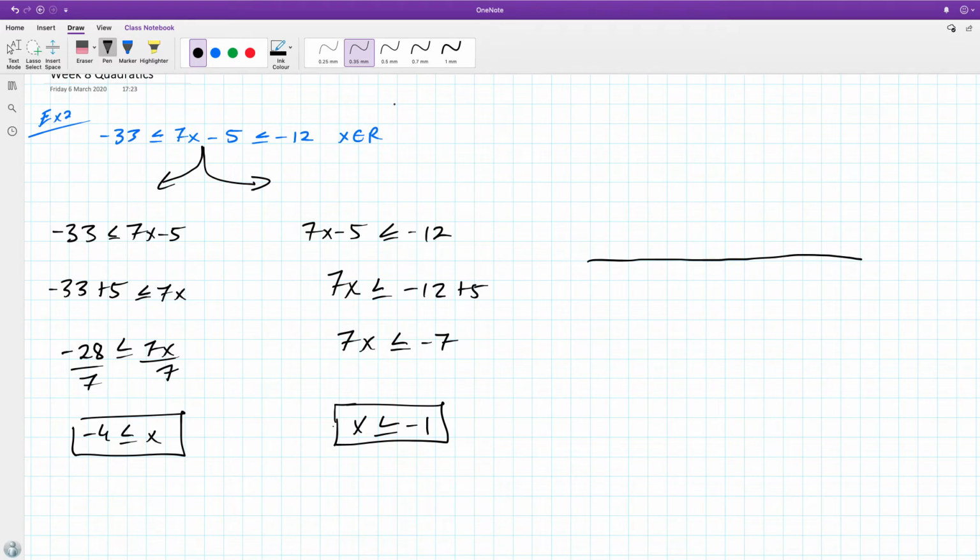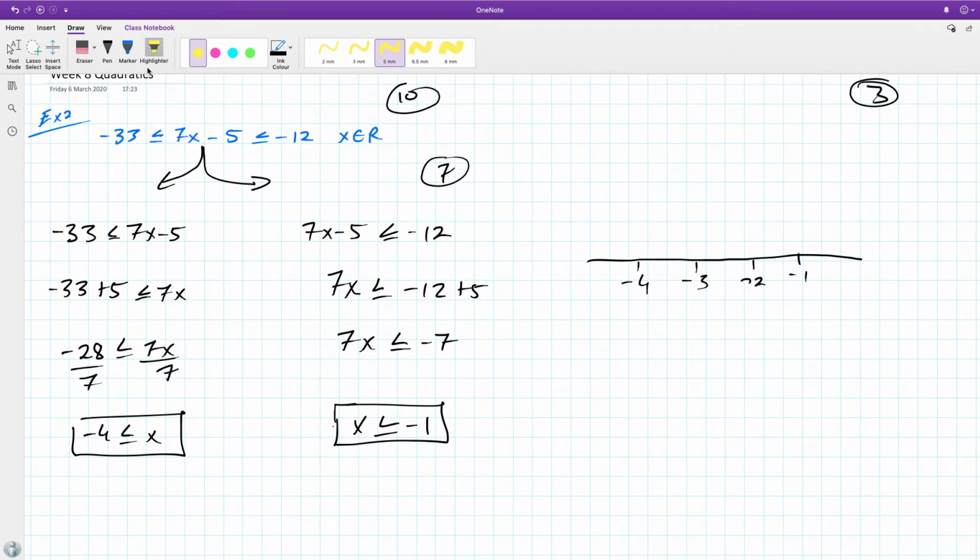Don't forget, if this is a 10-mark question, that's only 7. Here's your final 3. You have to draw your graph. We're going from minus 1 to minus 4. So here's minus 1, minus 2, minus 3, minus 4. Now, am I putting dots or am I shading in? Shading in because it's R. When it's R, you shade. When it's N or Z, you put dots. Am I including minus 1? Yeah, because there's a line underneath it. Am I including minus 2? Yeah, minus 3 and minus 4. You include the 4. Is that alright?